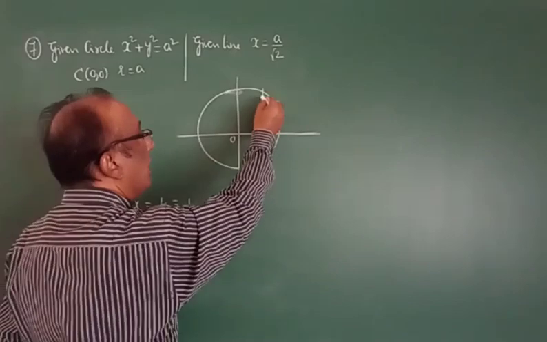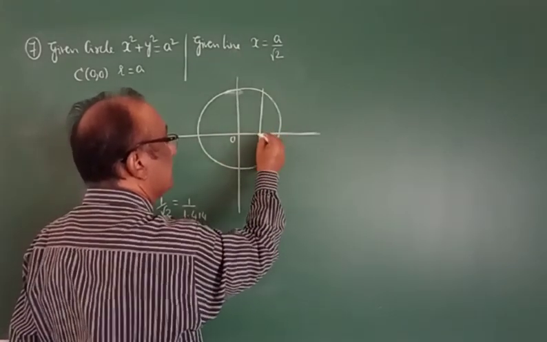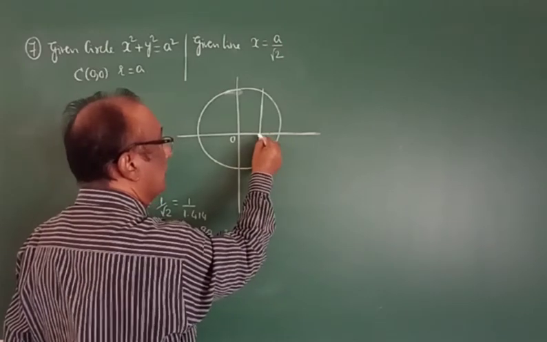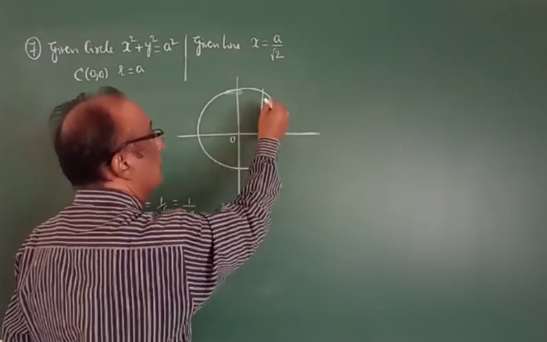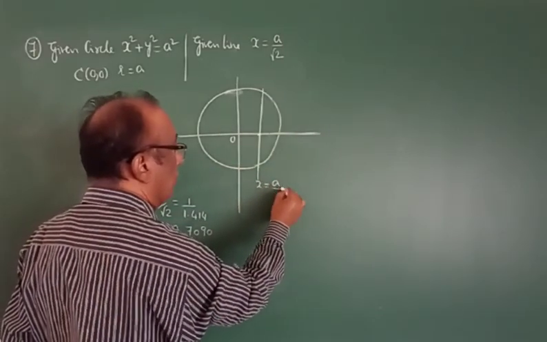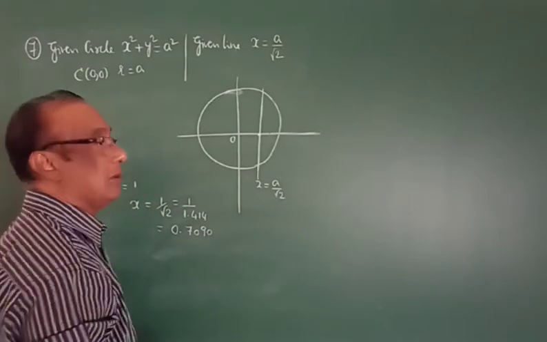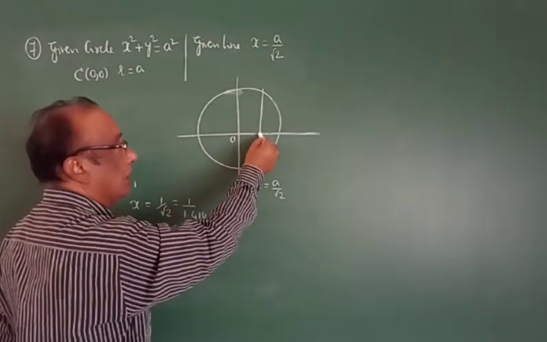This smallest area is required. So here is the line x is equal to a by root 2. This is the point x is equal to a by root 2, x is equal to a by root 2. The x value is a by root 2, comma 0.